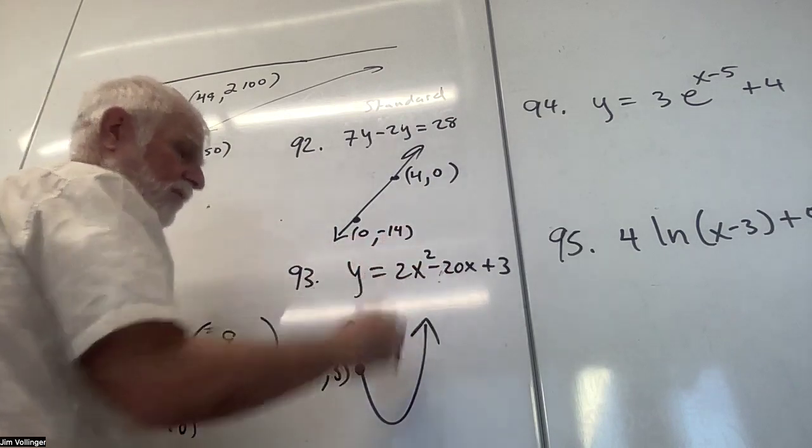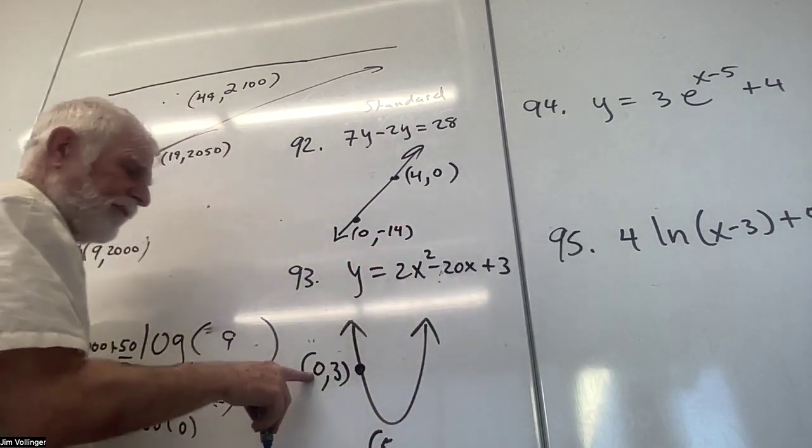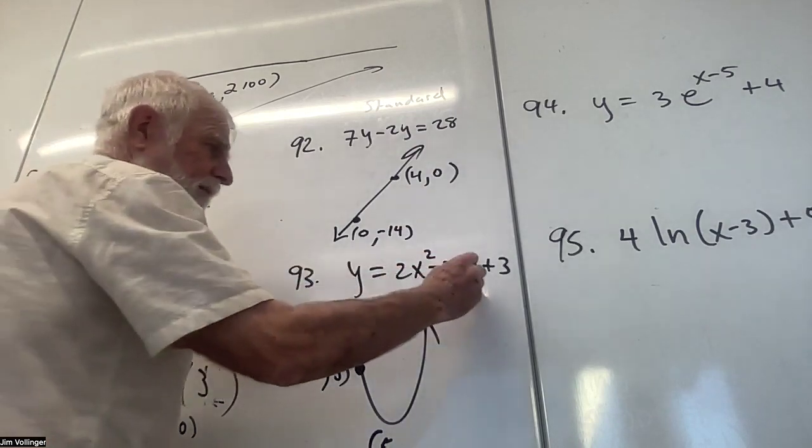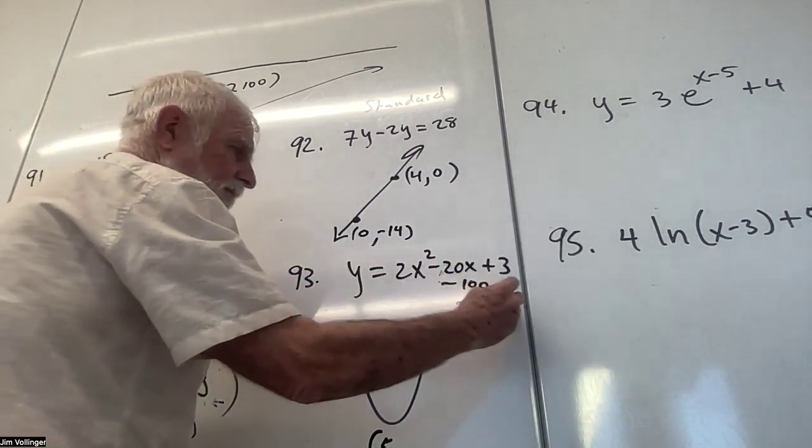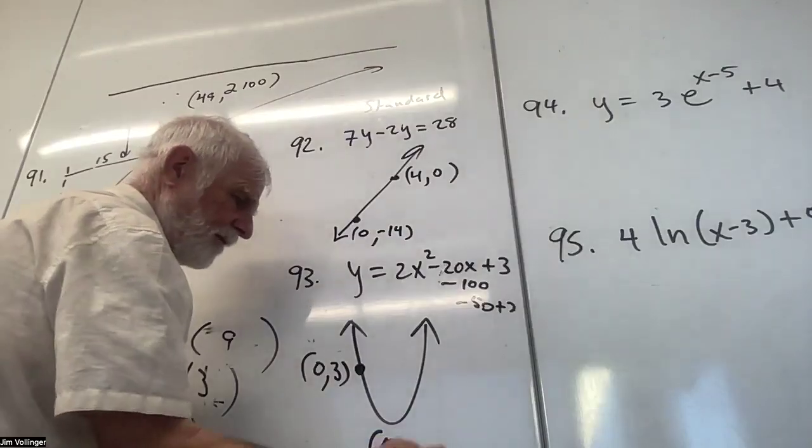Minus b over 2a, 5. It had to be positive. 5 to the right is 0. Plug a 5 in. You got minus 100. Cut it in half. Add 3, and you got yourself negative 47, and you're done.